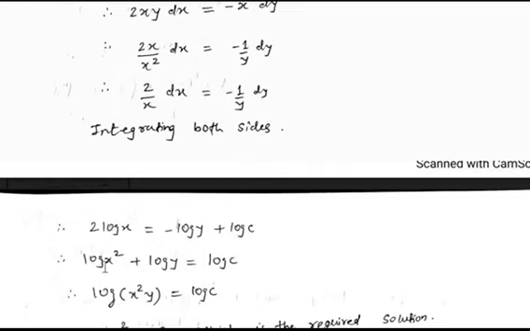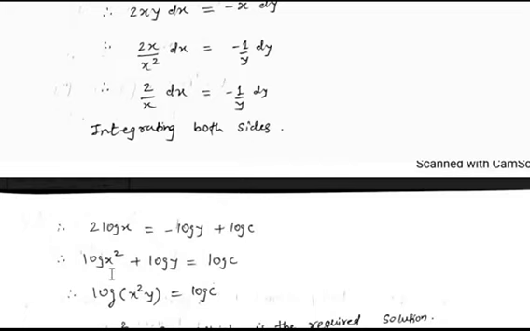Now 2 log x will become log x squared as per the properties of the logarithm, and n log x will become log x raised to n, and minus equals to minus log y plus c. Now you have to keep this term of negative log y towards the left hand side, so it will become plus log y, and that is equals to log c.